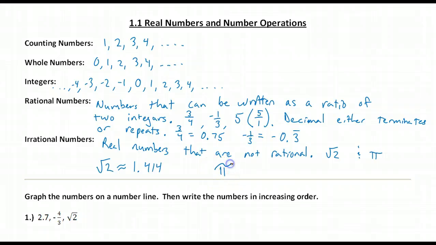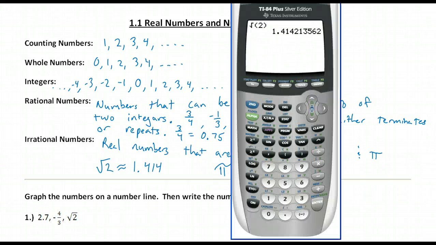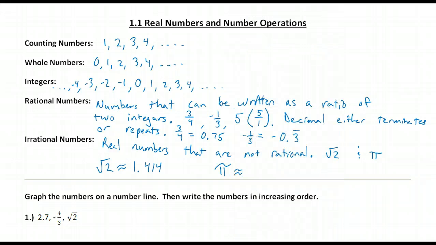If we look at pi, pi is approximately 3.141592654. This decimal also keeps going on, and it never repeats and it never terminates. We can abbreviate pi as about 3.141, but this is not the exact answer. Pi is pi big.